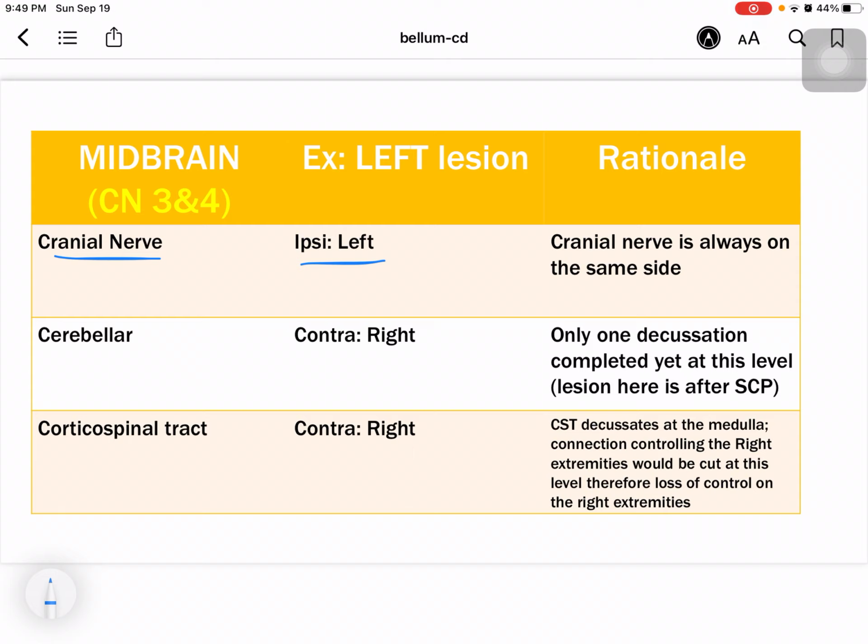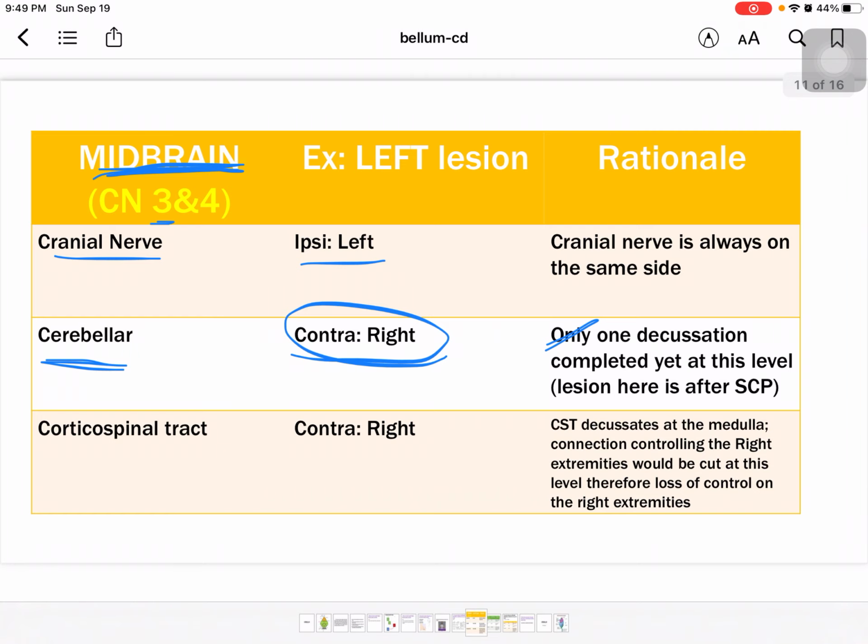Tapos, paano naman if malalaman natin yung saan yung signs and symptoms ng cerebellum and corticospinal tract? So, we have to note na binigay sa atin is cranial nerve 3. So, nasan ba siya? Nasa midbrain siya. So, pagka cranial nerve 3 or even 4, yung cerebellar signs and symptoms mo would be contralateral. Kasi, isang decussation pa lang yung nangyayari. Pagka idadagdag lang natin dito yung corticospinal tract, the manifestation naman would be contralateral kasi the decussation of your CST is at the lower 1/3 of the medulla.